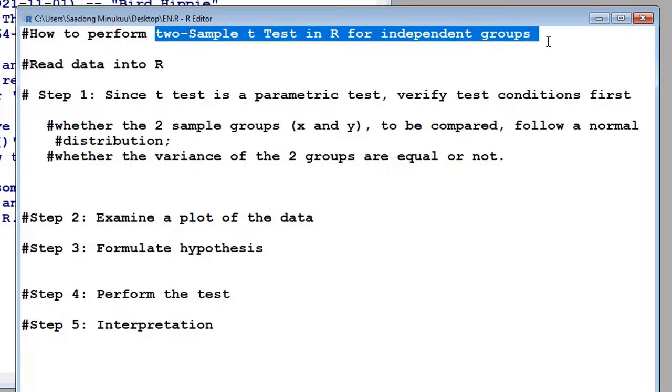Now, the primary condition is that these two populations must be independent. In other words, they must not be paired. Being independent means simply that these two groups, or if you want, these two large populations must be separate. Okay? They must be two separate groups.